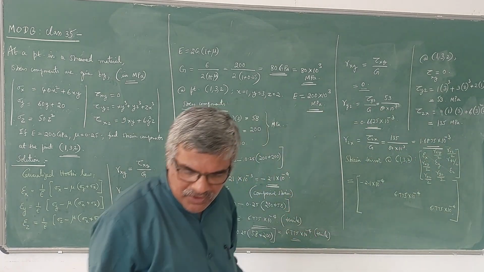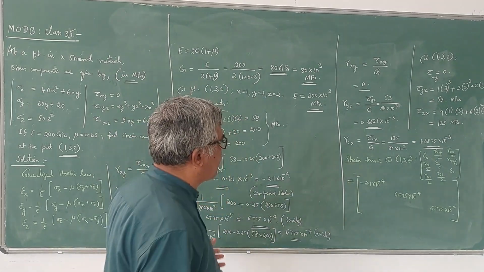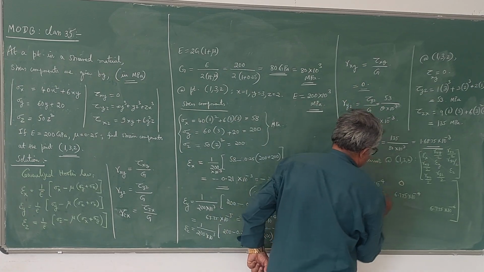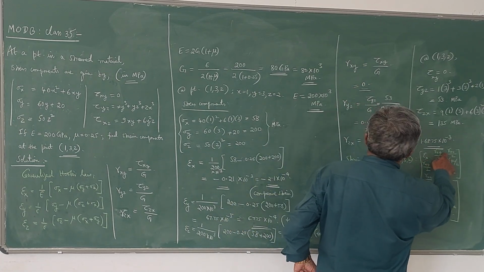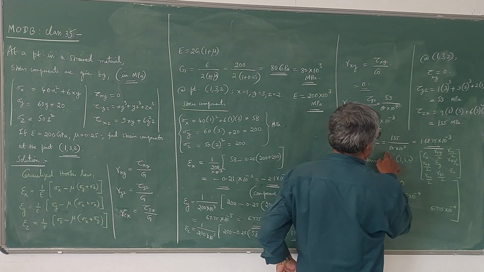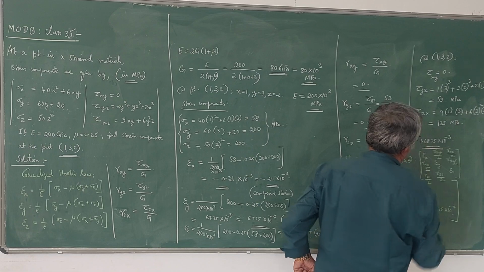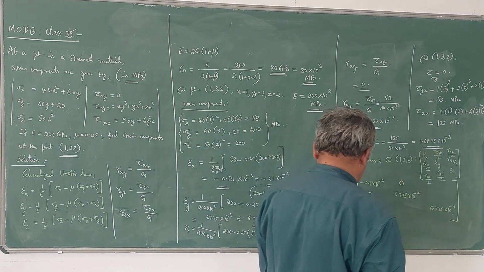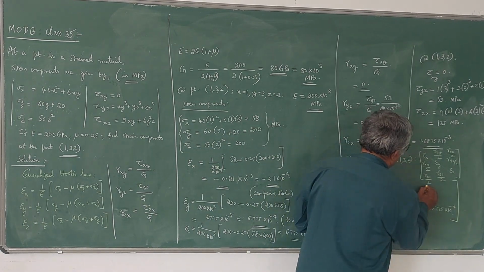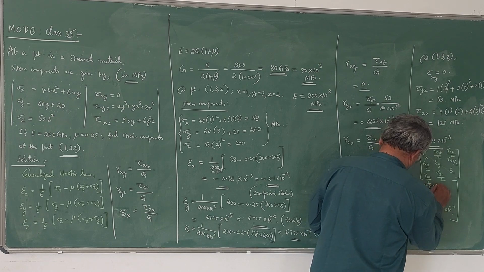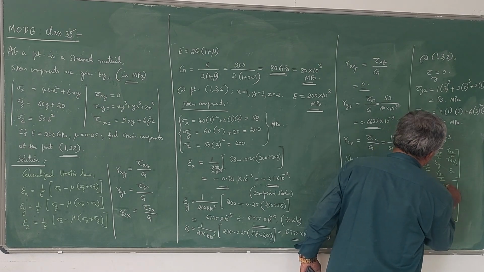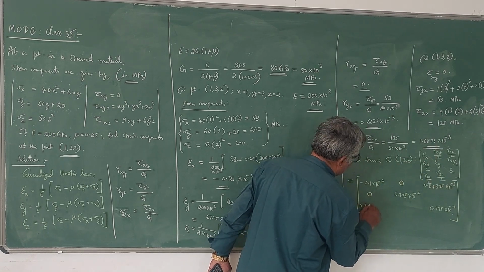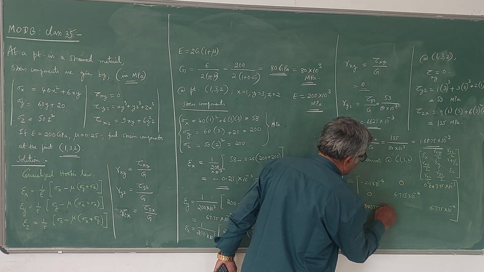Now the shear strain values will be gamma xy by 2, so we have to divide these values by 2. Since gamma xy is 0 here, this becomes 0, and this becomes 0. Gamma xz is this one; zx and xz are the same. Half of this we have to take, be careful. 1.6875 divided by 2 is 0.84375, so I can write 0.84375 into 10 power minus 3. The same value comes here because it is symmetrical.